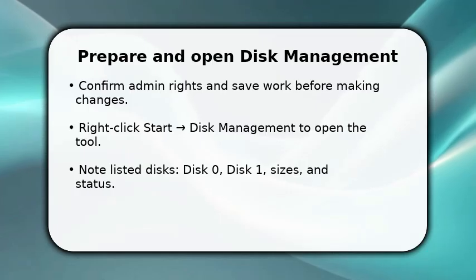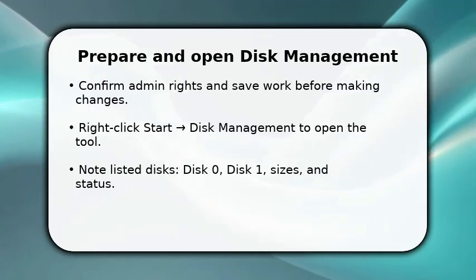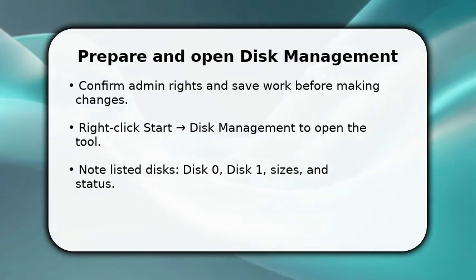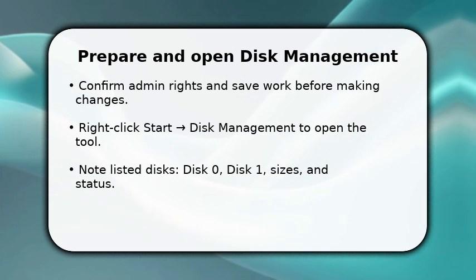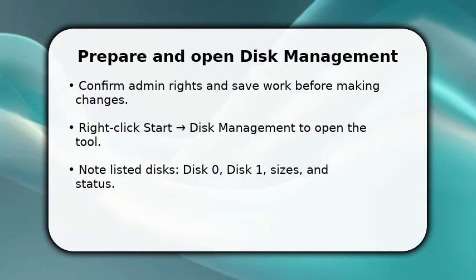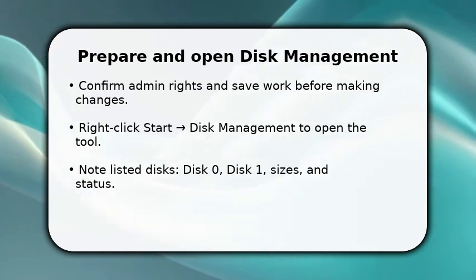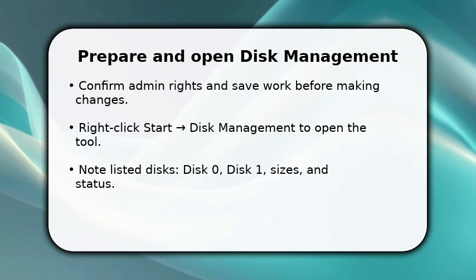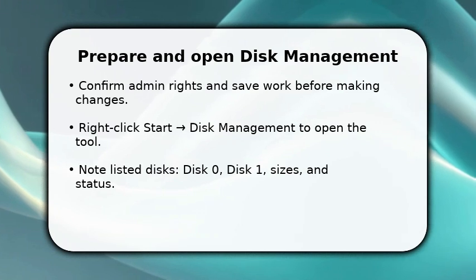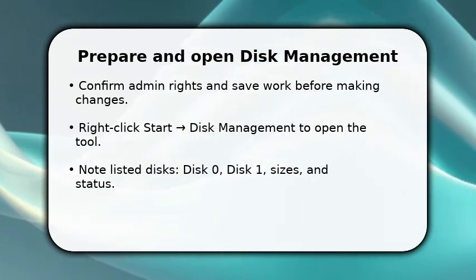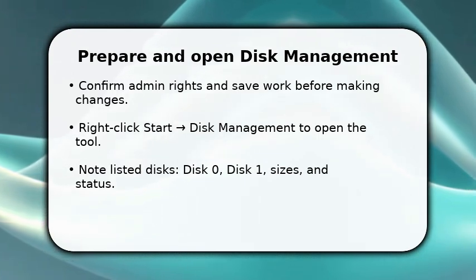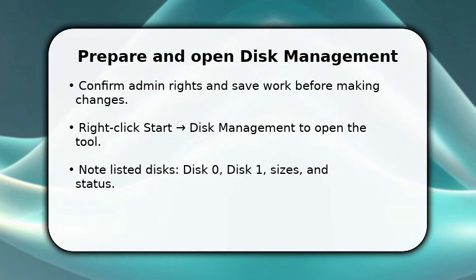Enjoy the video. You'll start with just 2 quick checks. Be signed in as an administrator and close any apps that might lock drives. Once done, right-click the Start button and choose Disk Management to launch the system utility that lists physical drives. You're doing this so you can map disk numbers to physical hardware and identify capacity and partition layout. Make sure to note disk numbers like Disk 0 or Disk 1 and their reported sizes. That guides the next steps when locating your SSD.